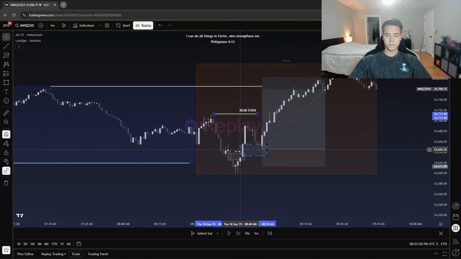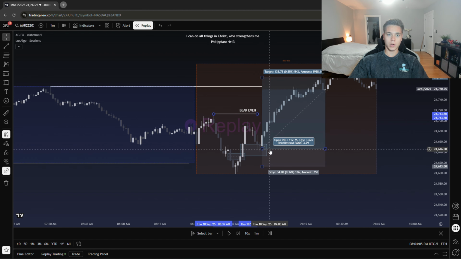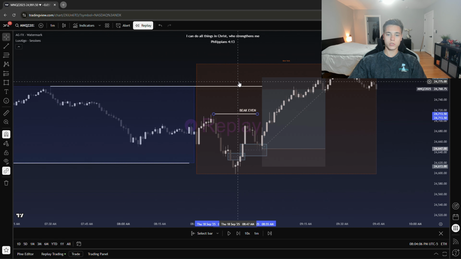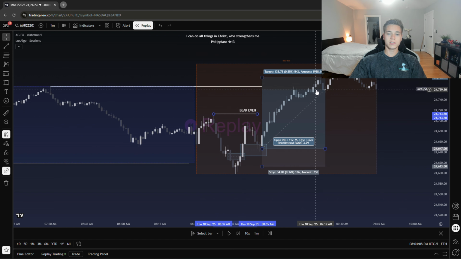Boom, just like that. Once we go above this line right here, that's my break even. So I'll move stop loss to break even, and now I'm completely risk free on this trade, and I'm now targeting that London session high. That's as simple as that.